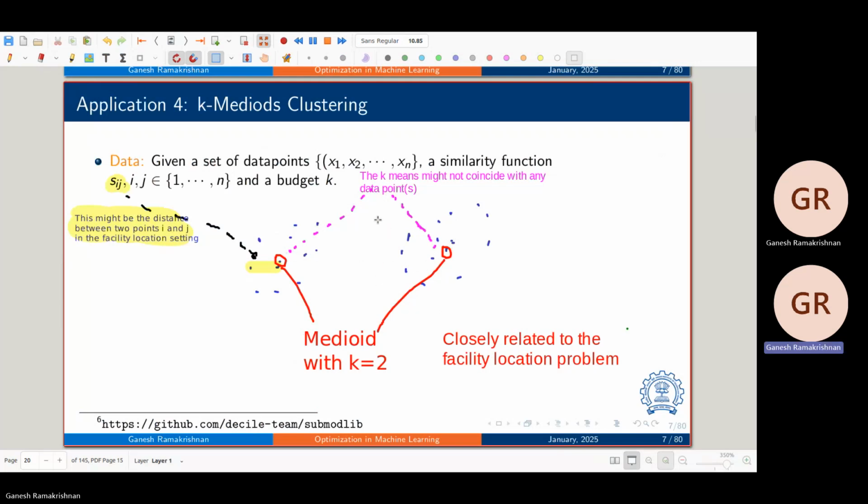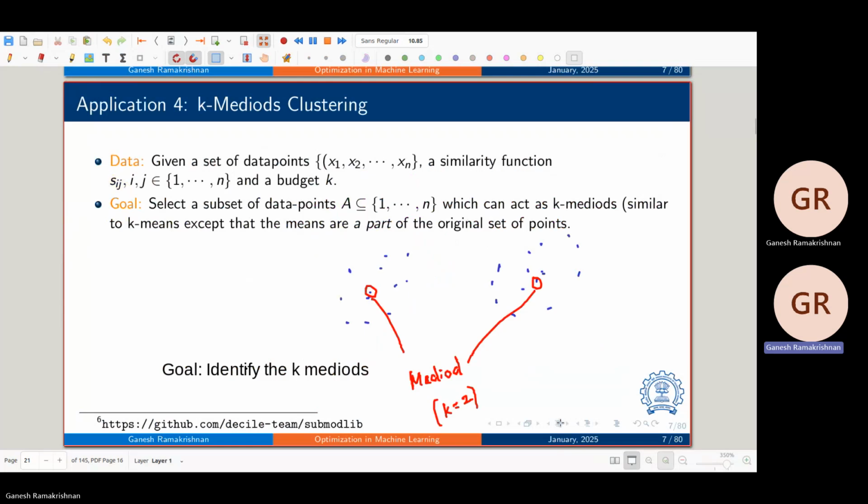And as I said, I want these points to coincide with some actual facility. K-means may not coincide. So this is very closely related to the facility location problem, which I'm using to motivate this discussion. So the goal is to identify the k medoids. How do you do that? Is this problem clear? So I have to pose the optimization problem here again.